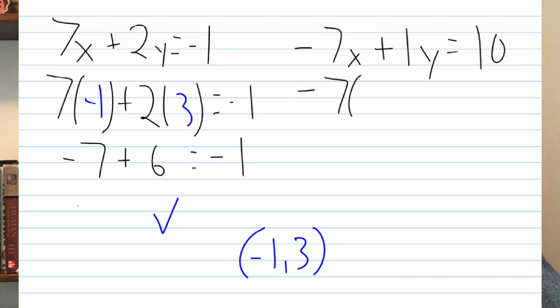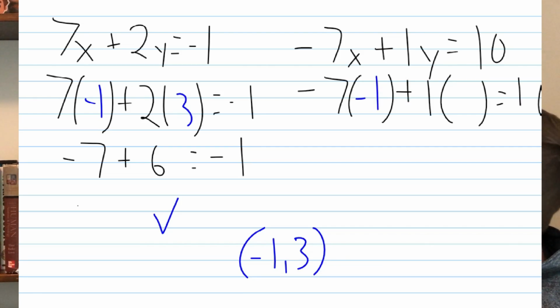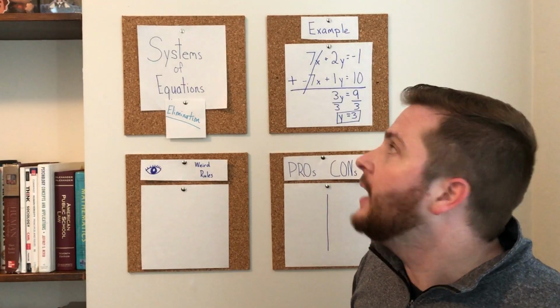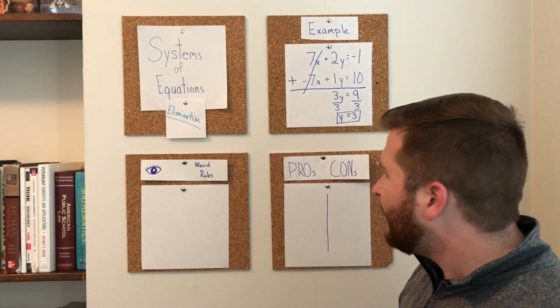The next one, you don't have to do it, but you should always double check. Negative 7 times a negative 1 would give us a positive 7, and 1 times 3 is 3. So is positive 7 plus 3 10? It is. It checks out. So you should always do that at the end of any of your systems of equations.